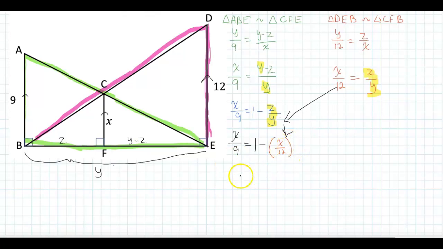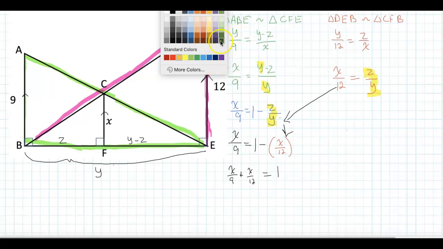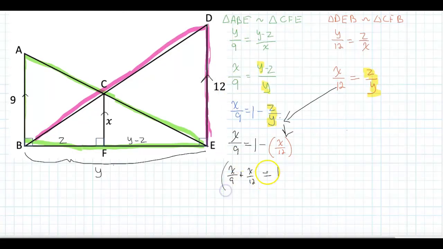Okay, so now the easy part. I'm just going to add x over 12 to both sides. So I'll have x over 9 plus x over 12 is equal to 1. If I get common denominators here, or I multiply everything to clear those denominators out, let's multiply everything by 36. That's going to be 4x plus 3x equals 36. So 7x equals 36. So x equals 36 over 7.